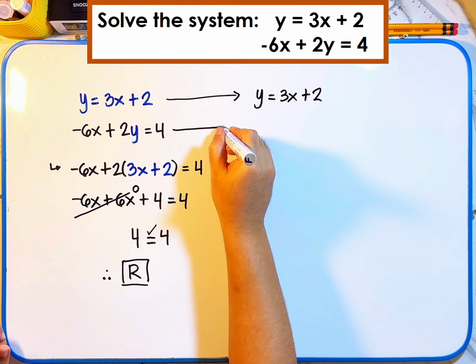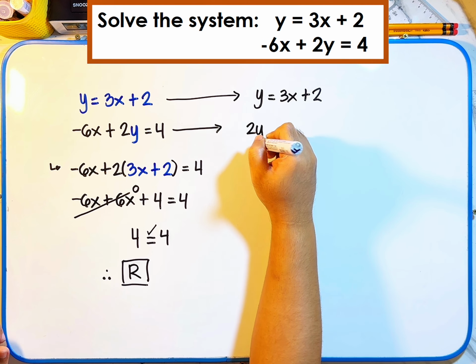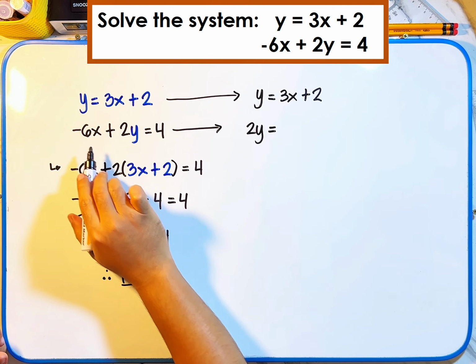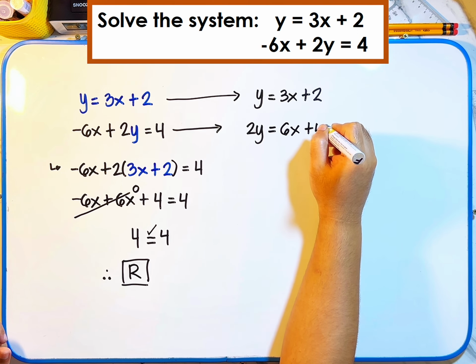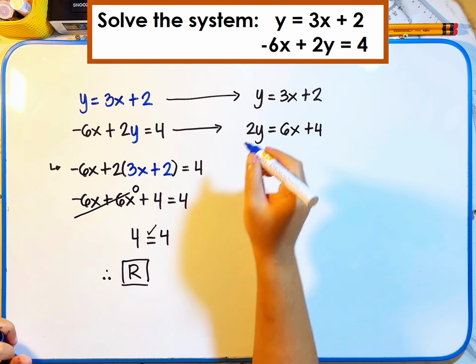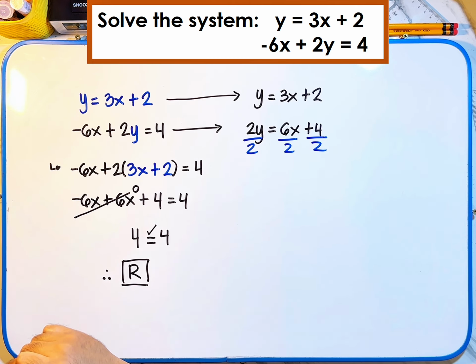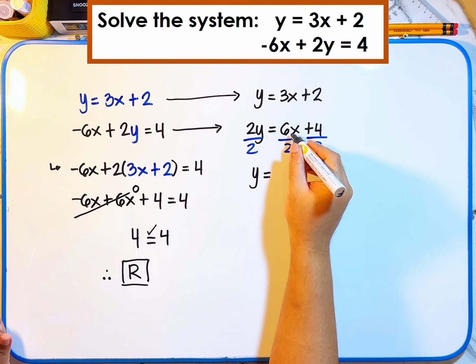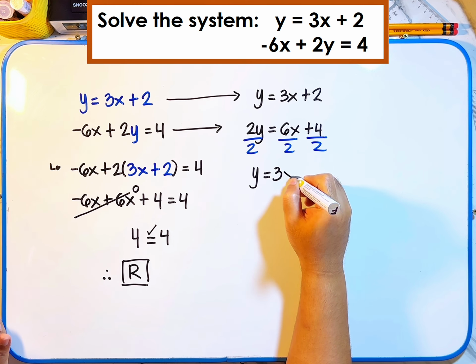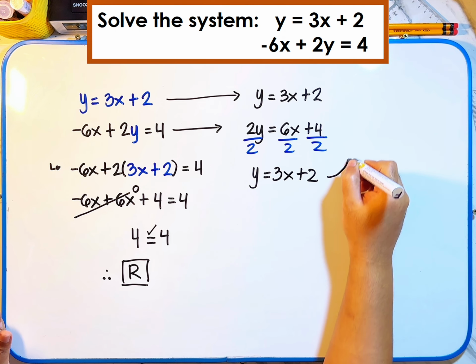And this one, let's turn this into slope-intercept as well. 2y equals, transpose negative 6x to the other side, it becomes plus 6x and then plus 4. And if we divide both sides by 2, what do we get? This becomes y equals 6 divided by 2 is 3x, and then 4 divided by 2 is 2. See, they are the same line.